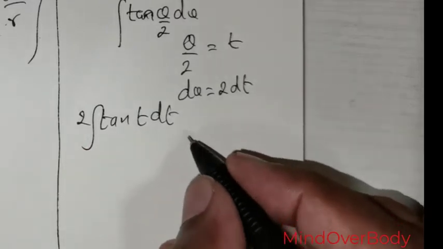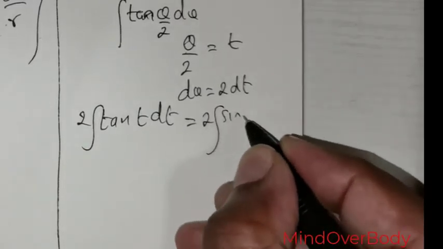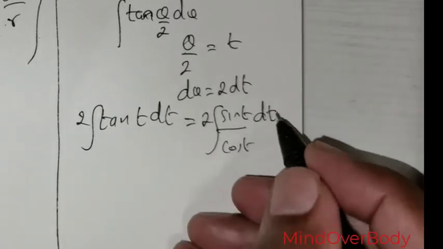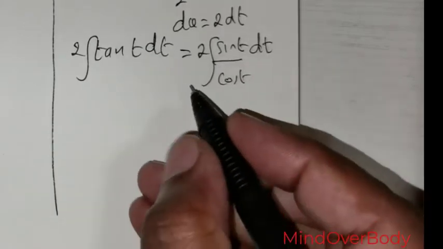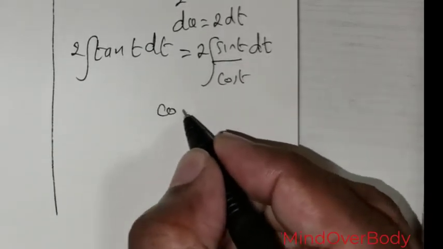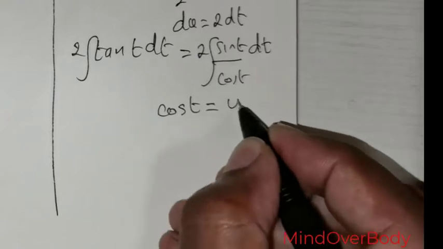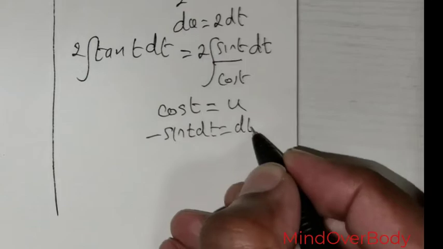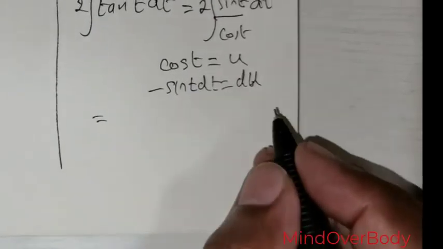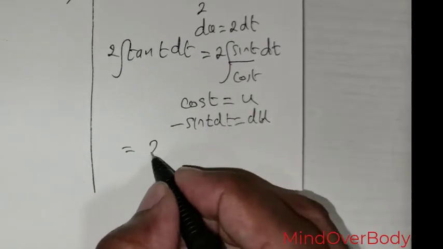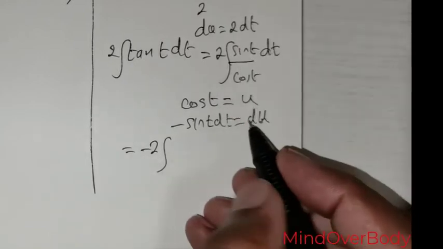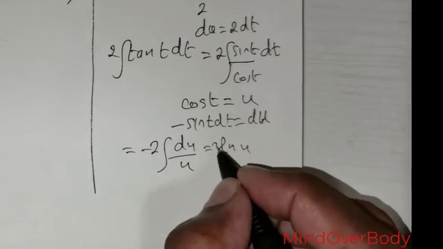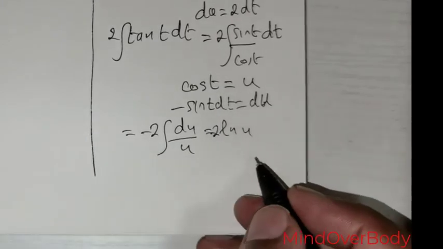Now how am I going to integrate this? This is going to be 2 times of sine t divided by cos t. Of course I have got a formula, but I can substitute that formula. But before I go substitute, I would like to show you all how and what is exactly happening. So let cos t be equal to some u. So negative sine t dt is equal to du. So this is going to be equal to, in place of this entire component, du divided by u, which is going to be ln of u. Of course there's a 2 then with a negative sign.